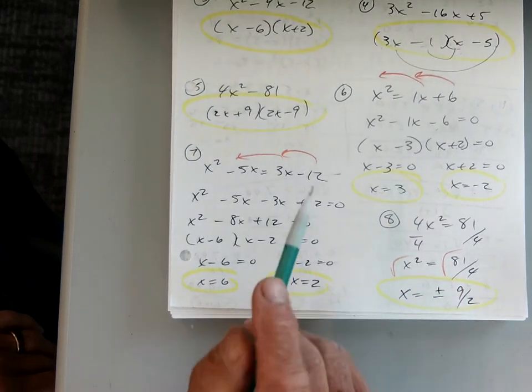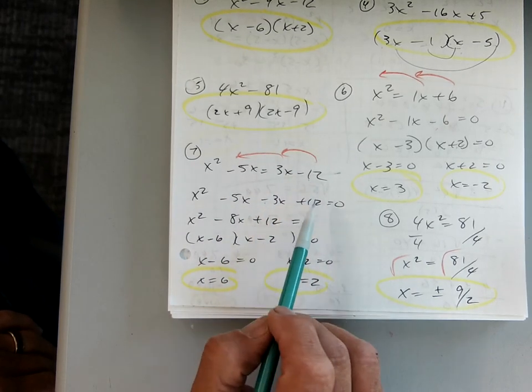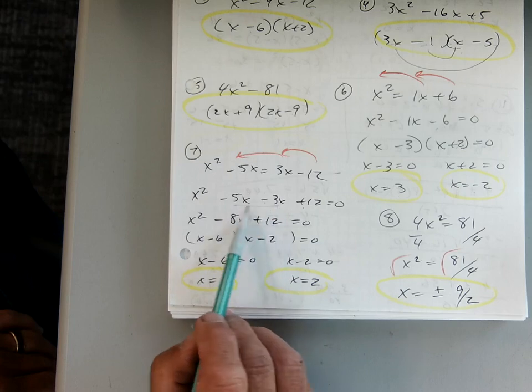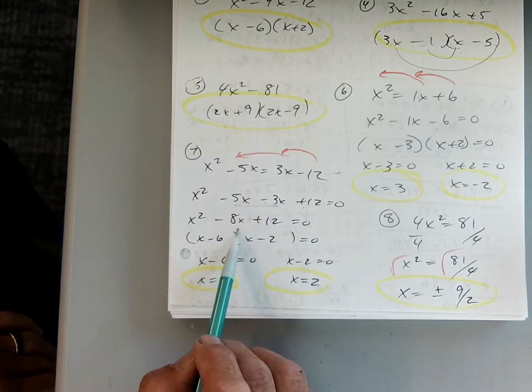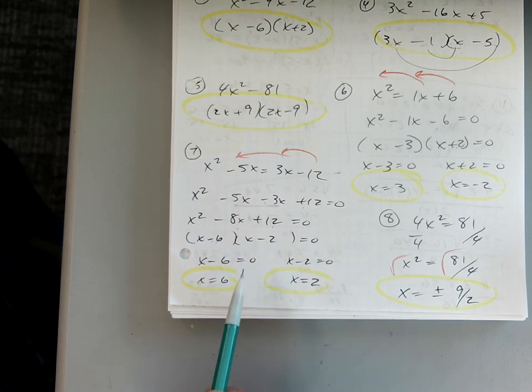Okay, 7. Got to bring everything over. So I brought over the negative 3x by subtracting it. I brought over the 12 by adding it. I combine these two to make a negative 12x. And then what times what makes 12? Well, that's easy, 6 and 2, but I need a negative 6 and negative 2. But those aren't the answers.